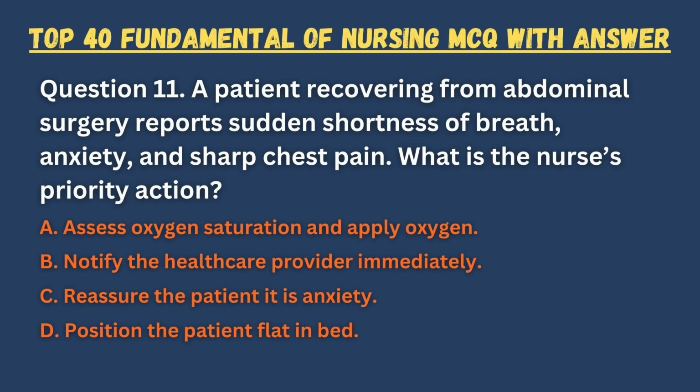Question 11. A patient recovering from abdominal surgery reports sudden shortness of breath, anxiety, and sharp chest pain. What is the nurse's priority action? A. Assess oxygen saturation and apply oxygen. B. Notify the healthcare provider immediately. C. Reassure the patient it is anxiety. D. Position the patient flat in bed.